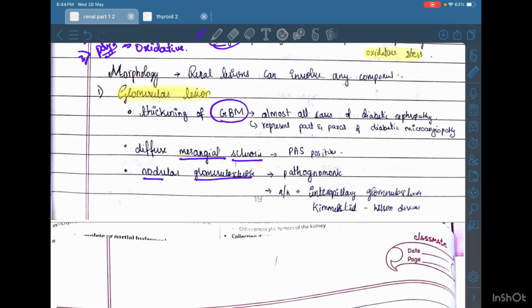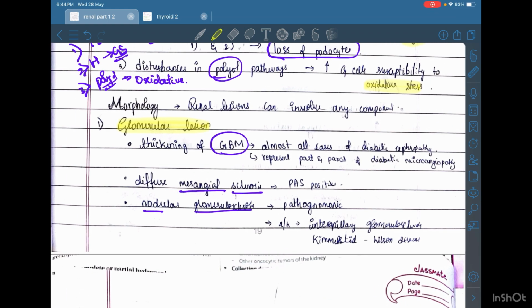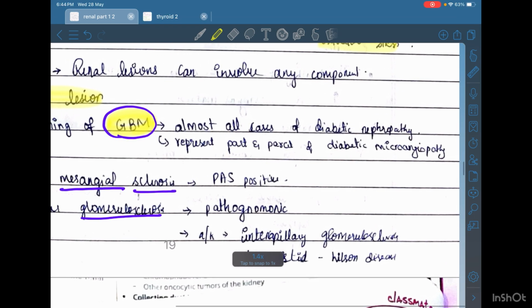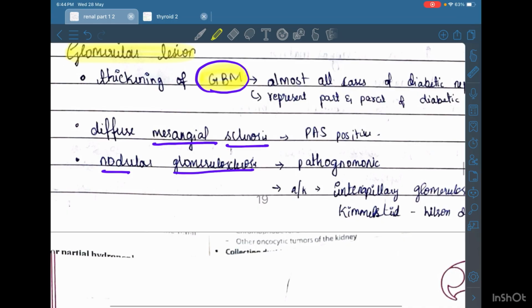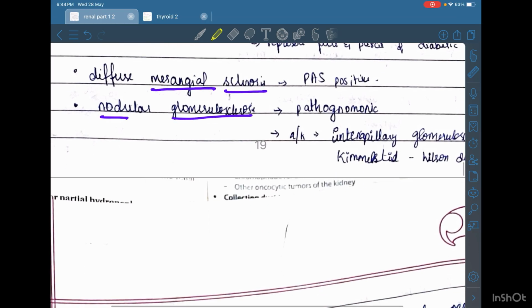Coming to the thickening, it will be diffuse, widespread thickening of the glomerular basement membrane. You can see this in almost all cases of diabetic nephropathy. The next thing will be diffuse mesangial sclerosis, okay. Then nodular glomerular sclerosis, let us read this.